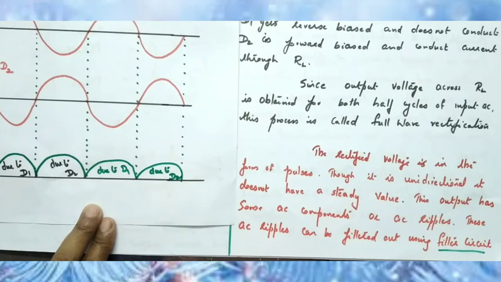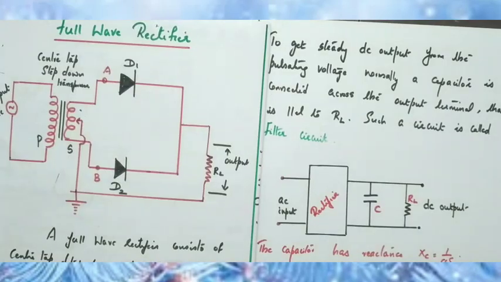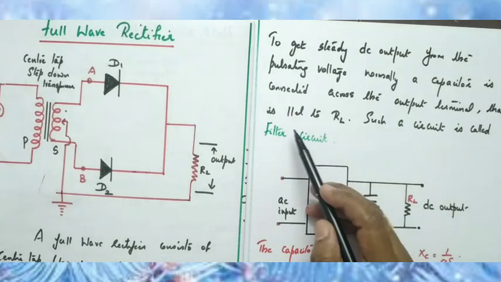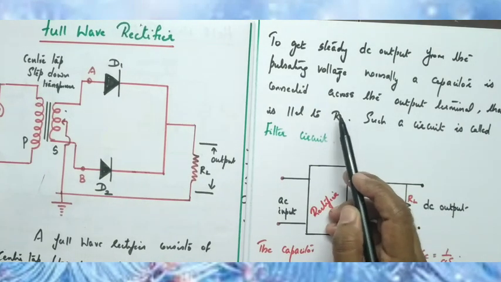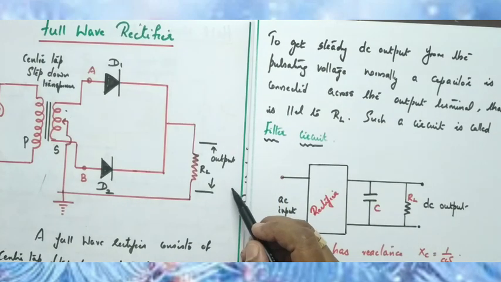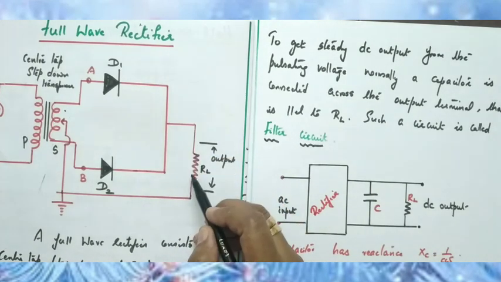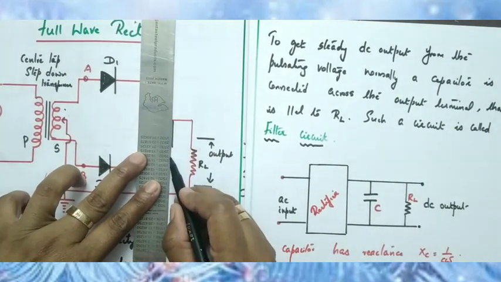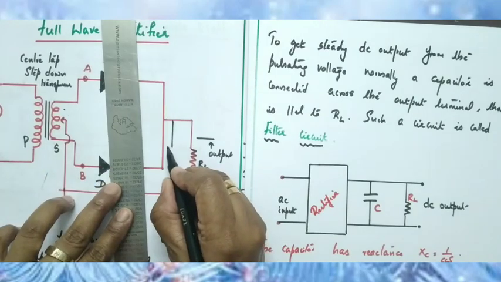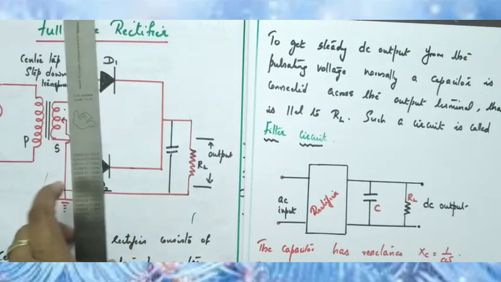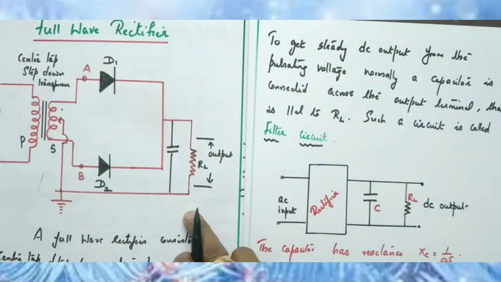Now we can see what this filter circuit is. To get steady DC output from the pulsating voltage, normally a capacitor is connected across the output terminal, that is, parallel to the load resistance RL. Such a circuit is called a filter circuit. So, in order to remove the AC ripples, we connect a capacitor parallel to the load resistance. This is a filtered full wave rectifier.